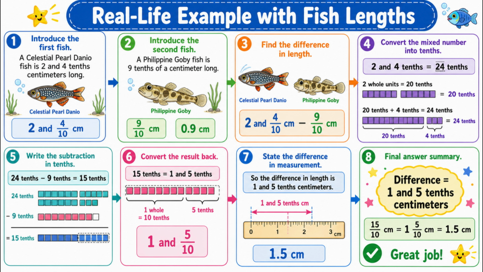Real-life example with fish lengths. A celestial pearl danio fish is 2 and 4/10 centimeters long. A Philippine goby fish is 9/10 of a centimeter long. To find the difference, convert 2 and 4/10 into tenths. 2 and 4/10 is 24/10. Now subtract. 24/10 minus 9/10 equals 15/10. 15/10 is equal to 1 and 5/10. So the difference in length is 1 and 5/10 centimeters.